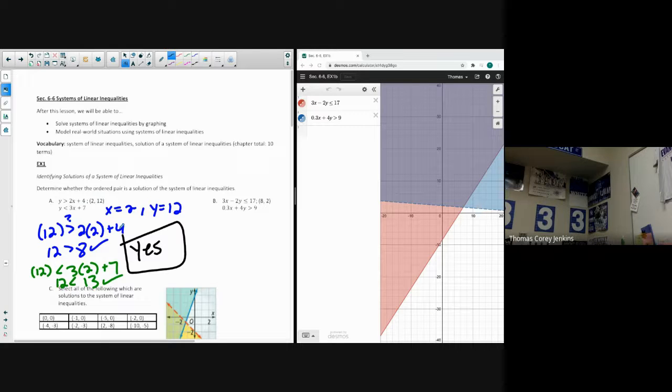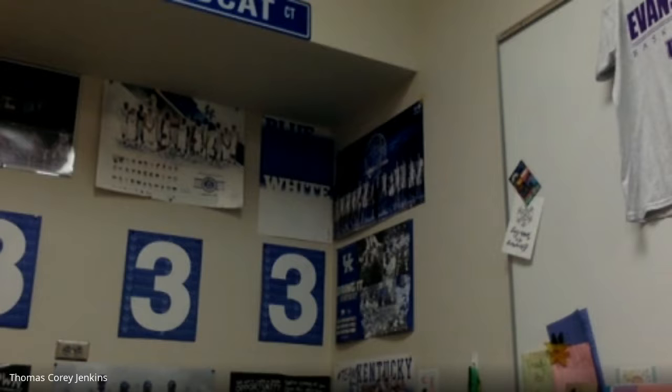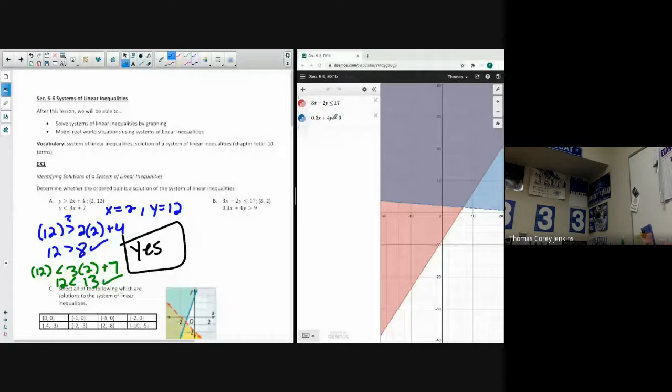Next, let's look at example 1B, for how we would check graphically. All right, so my system here is 3x minus 2y less than or equal to 17. Notice I have that typed up here. And then 0.3x plus 4y is greater than 9. That is up there as well. And we want to know, is (8, -2) a solution, right? So what is a solution to a system?